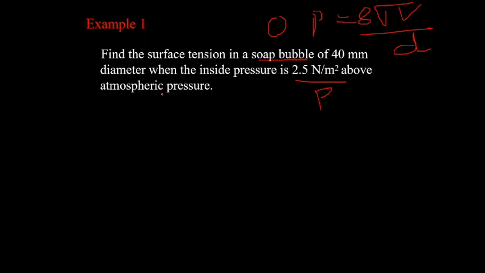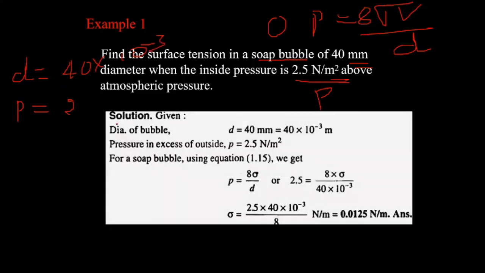So they have given the diameter of the bubble, 40 mm. Next, they have given the inside pressure, that is 2.5 Newton per meter square. This is in mm, so we have to convert it, that is 40 into 10 power minus 3 meter. Now we shall see the answer.